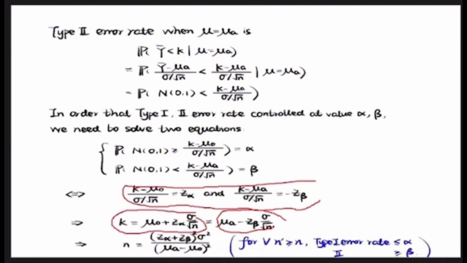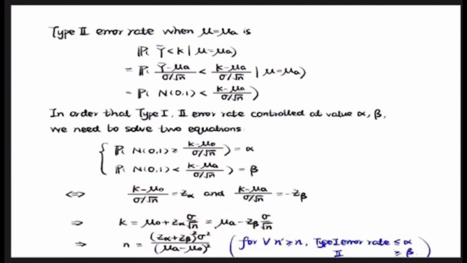I solve for K here, it gives me this. I solve for K there. K equals K, so I equate the expressions. Now I will be able to solve for N. Finally, this is what you are seeing. This formula can be used to figure out the sample size. First, I need to specify the type 1 error rate and the type 2 error rate that I need. Does that make sense?